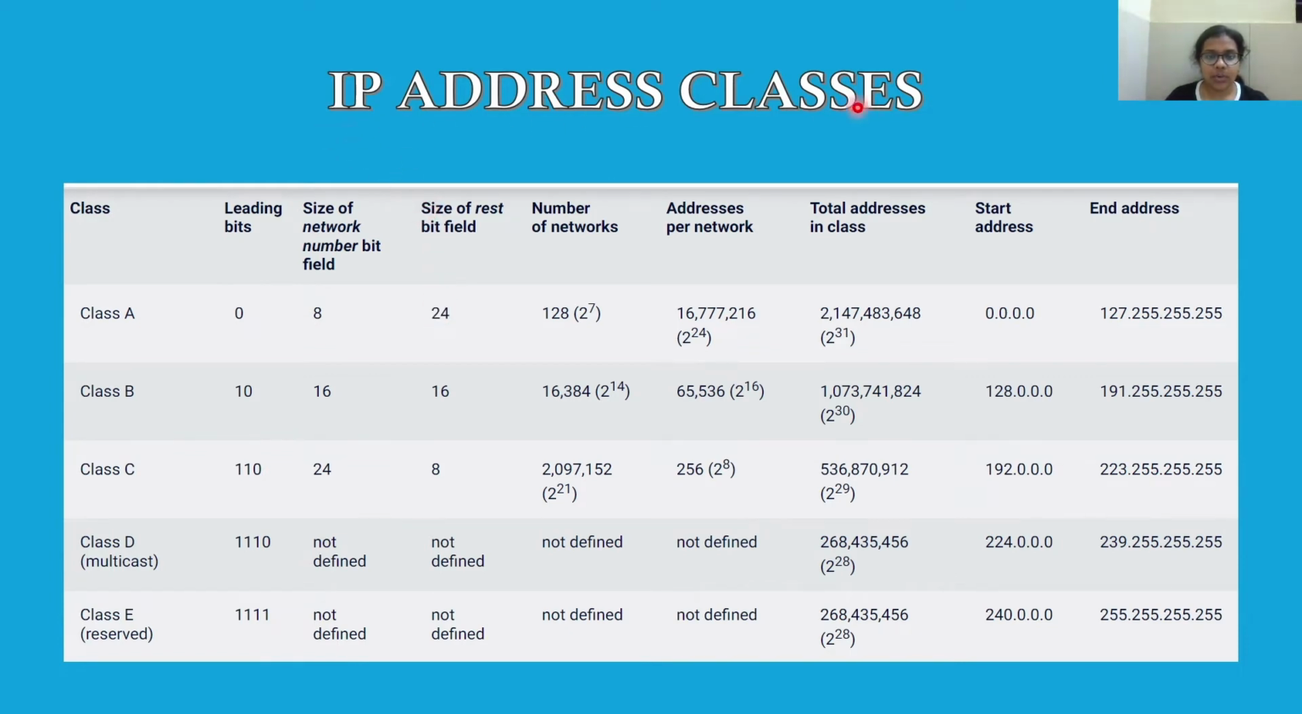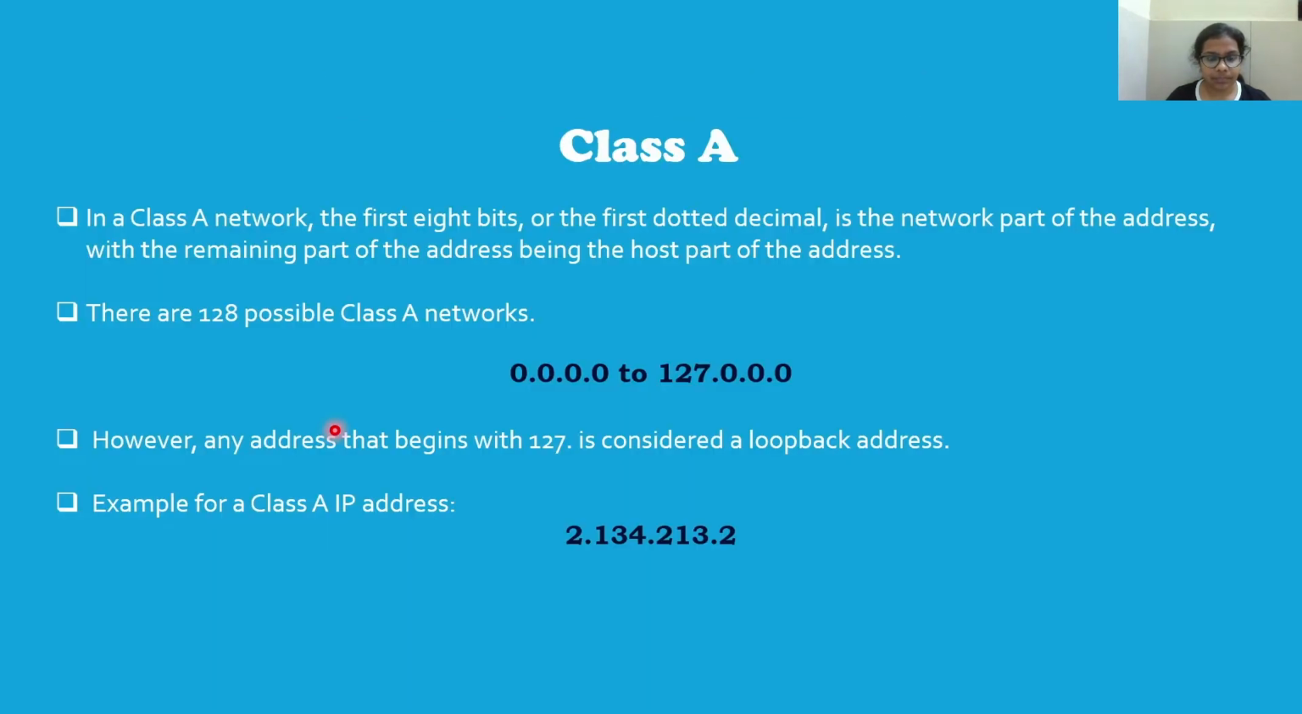So here are a few IP address classes which are shown here. Let us see a few more detailed information about the classes. Firstly, let us see about class A. In a class A network, the first 8 bits, or the first dotted decimal, is the network part of the address, with the remaining part of the address being the host part of the address.